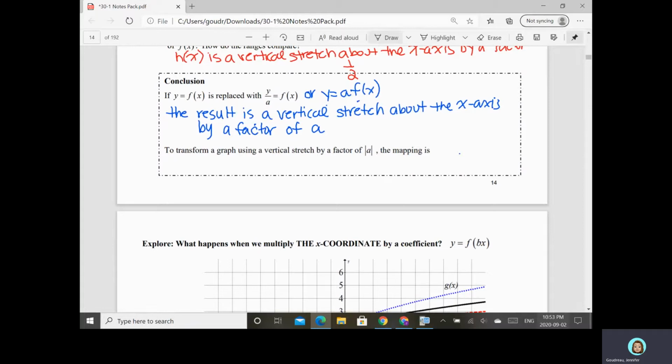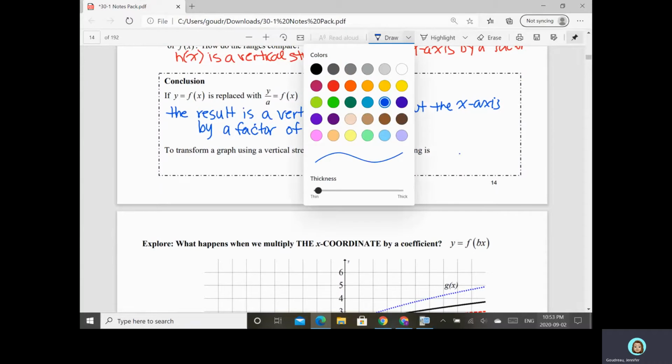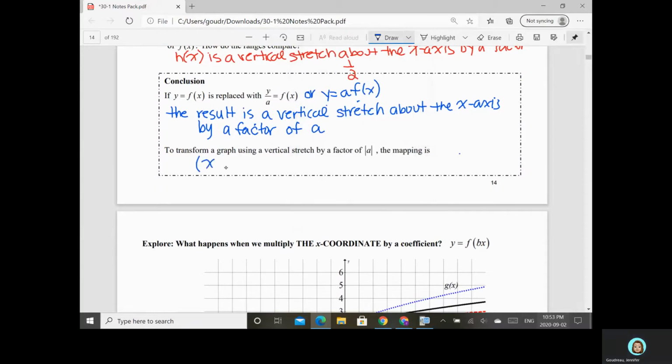So how is that y value changing? Well, it's changing by a factor of a. So our mapping is going to be this. Our old point, x, y, is going to become, x stays the same, but y is going to change. It's going to change by a factor of a.